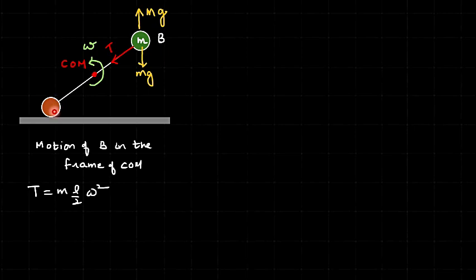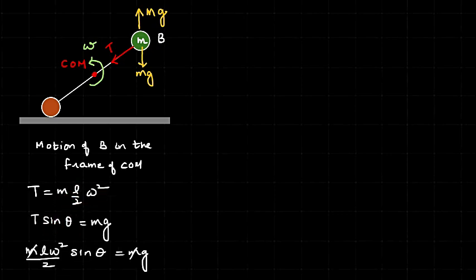And from the condition of lifting of A, we had got T sin theta is equal to mg. Just put here in place of T, m L by 2 omega square, so that the m cancels, and just rearrange that to get L square omega square is equal to 2gL sin theta. So all the physics part is done. Now we have to just correlate the previous equation and this.